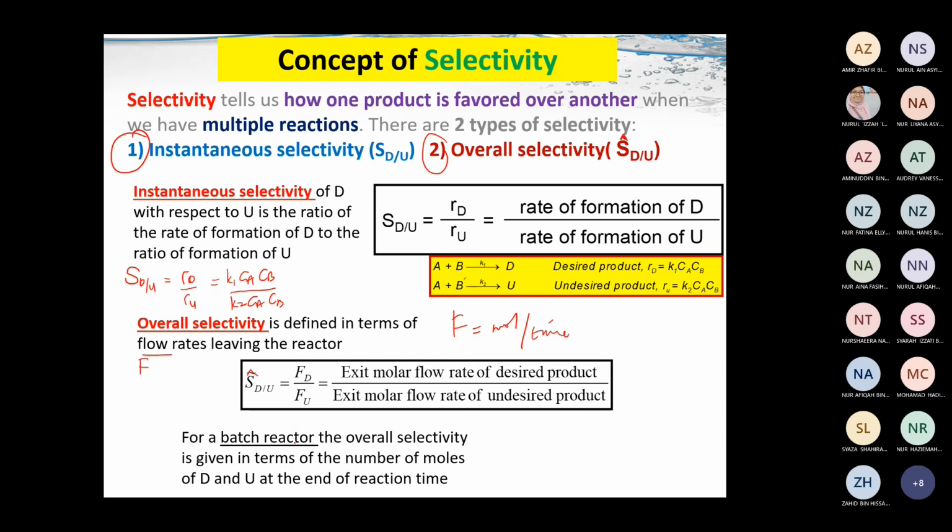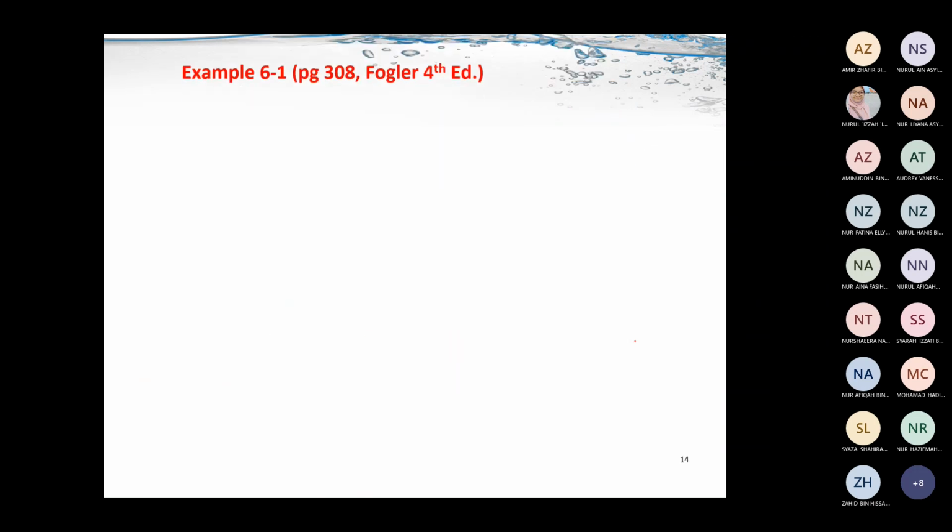Okay, for a batch reactor, the overall selectivity is given in terms of the number of moles. Remember, for a batch reactor it is in terms of capital N, which is ND over NU. Right, so example 6-1: develop a relationship between the instantaneous and overall SDU for a CSTR.